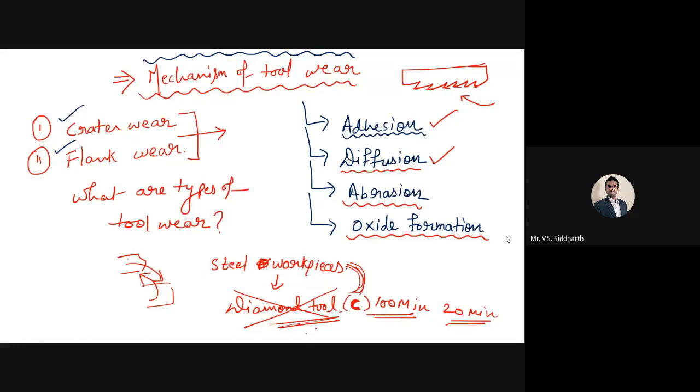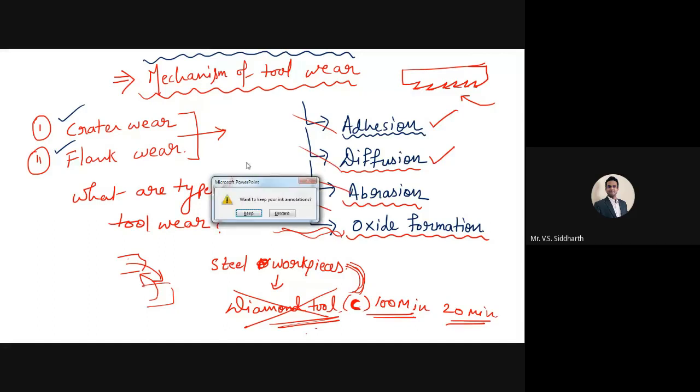This oxide is relatively less hard, or of inferior grade, when compared to the tool. So over a period of time, when the chips are flowing, this oxide gets washed away, and with this oxide some useful material of the tool also gets washed away, right? Is it okay? Fine. Did you get it? So these are all the mechanisms of tool wear.